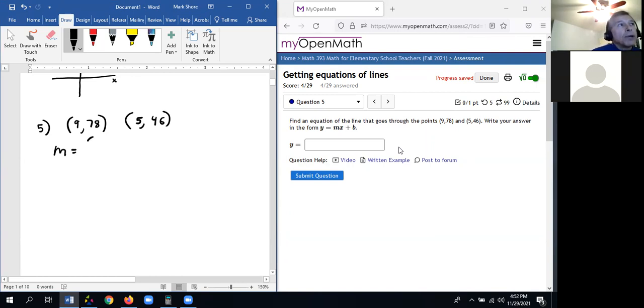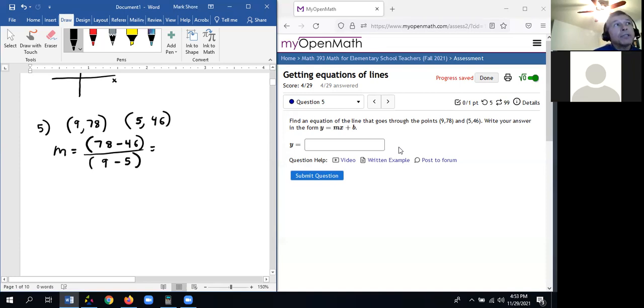Well, the slope is how much it rises. So I'm just going to subtract the y's first. Now, I could take 46 minus 78, but that would lead me to a negative number. So I could do that if I wanted to. But I'm just saying it's easier for me to take 78 minus 46. So if I subtract the y's in that order, then I got to subtract the x's in the same order, meaning I got to start off with a 9. So 9 minus 5. So it's just an easier order to subtract.